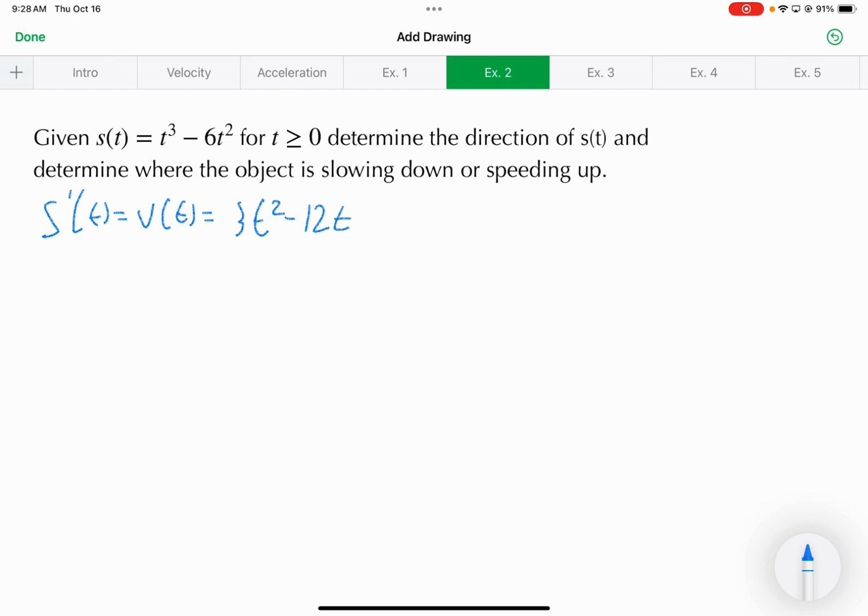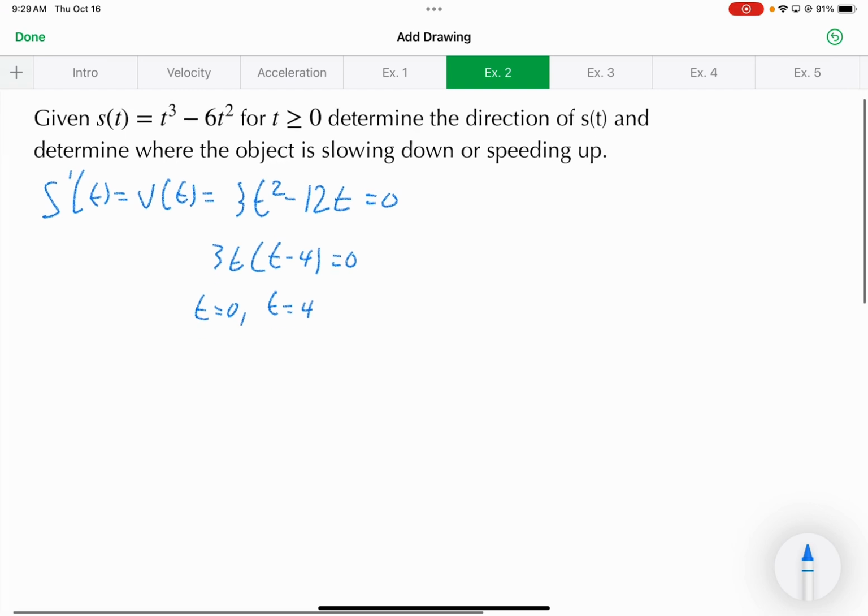Now, in order to figure out the sign of my velocity, how should I proceed? Set equal to 0 and then perform a sign analysis. So I'm going to factor out 3t, and then I'm left with t minus 4. If I set both equal to 0, I get t equals 0, and I get t equals 4.